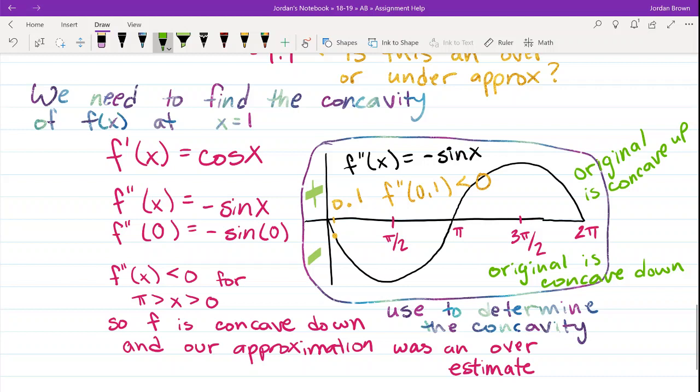Yes, the first derivative tells you if it is increasing or if it is decreasing. The first derivative does not tell you about concavity. The second derivative, you look at if the value of the second derivative is positive or negative. If that value is positive, it is concave up. And if that value is negative, it is concave down.